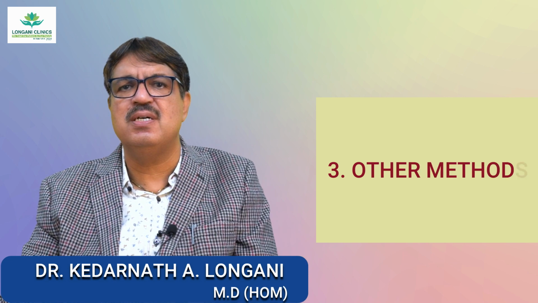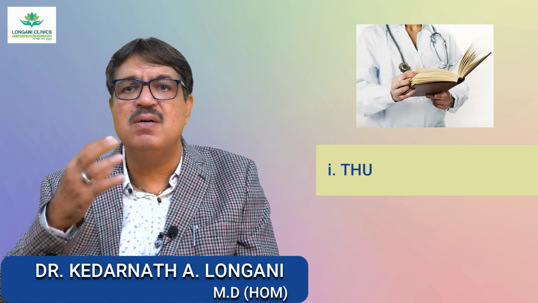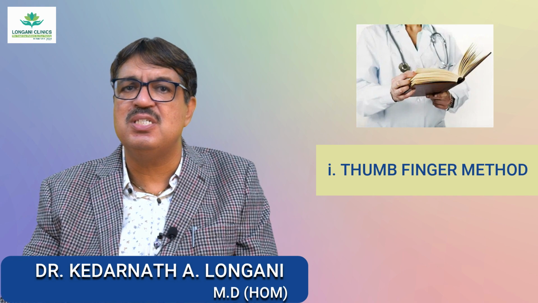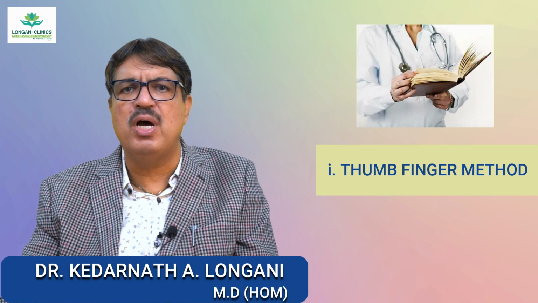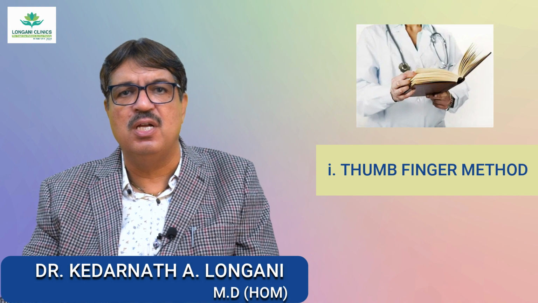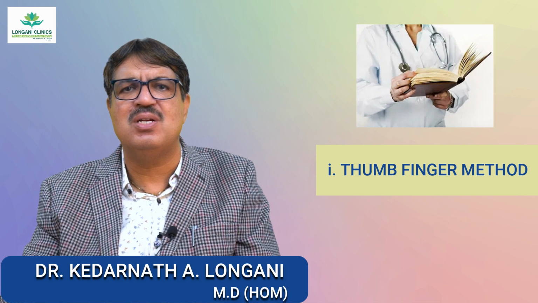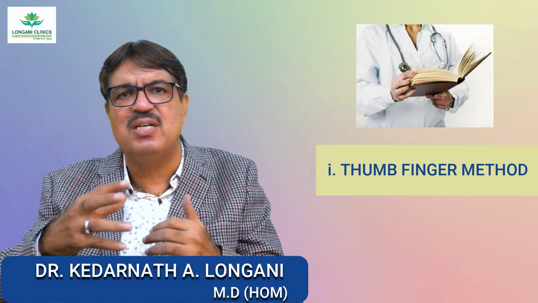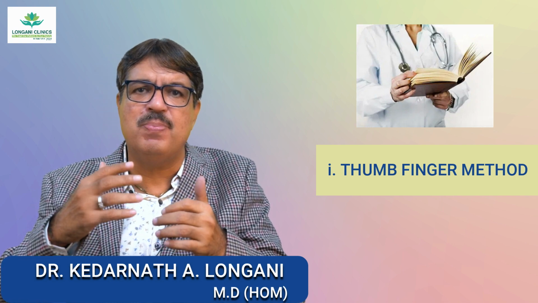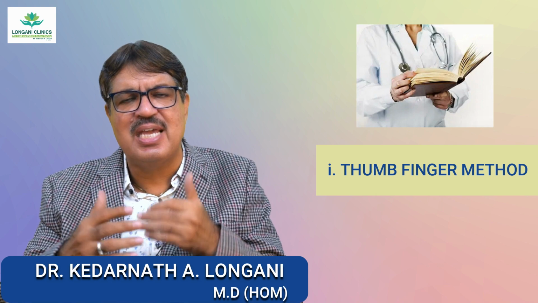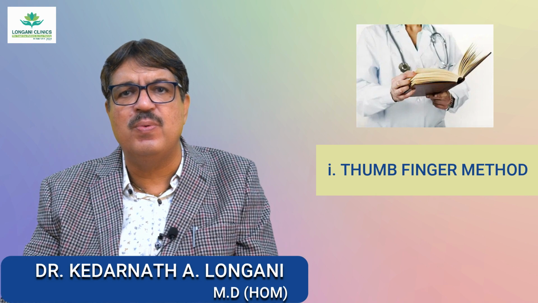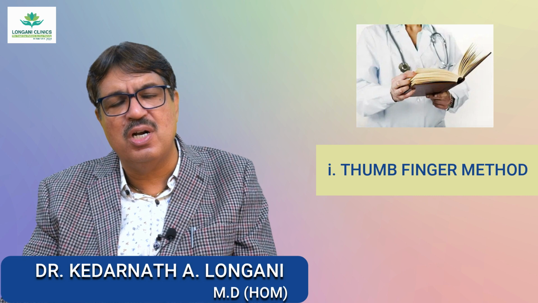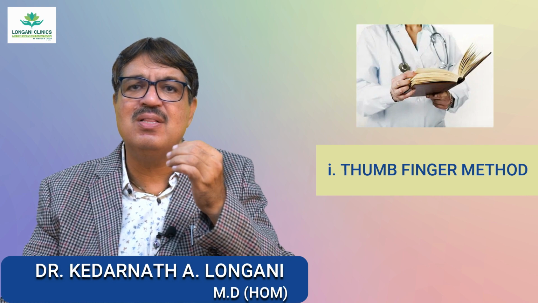Now the next one, the other methods. Thumb finger method. This method is meant for quick reference in a busy practice for those who have more experience with the repertory. Usually 2 or 3 characteristic symptoms are taken. Thumb and finger are placed at the pages where the selected rubrics are present. These rubrics are scanned visually, and the frequently occurring medicines which have higher grades are shortlisted for selecting the similimum.